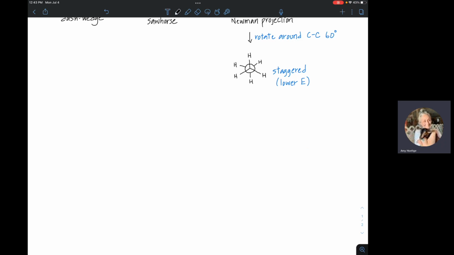Now, if we were to make a molecule, like, for example, something that had more than just hydrogens, like if I have something like this.